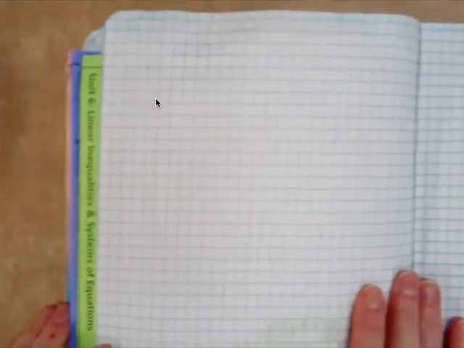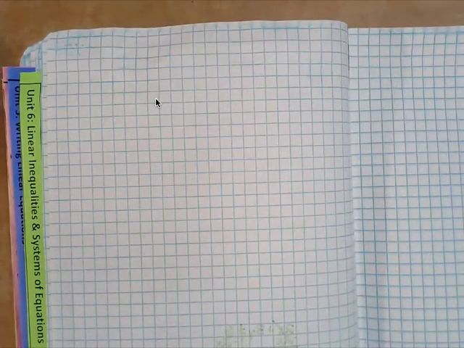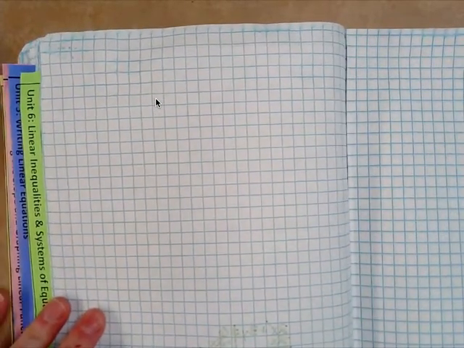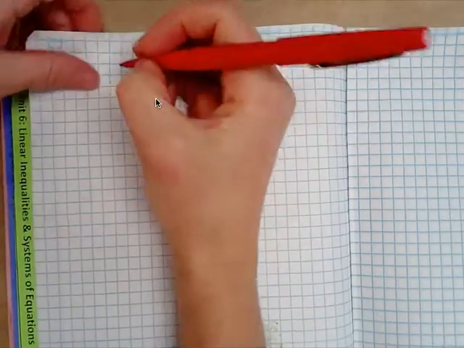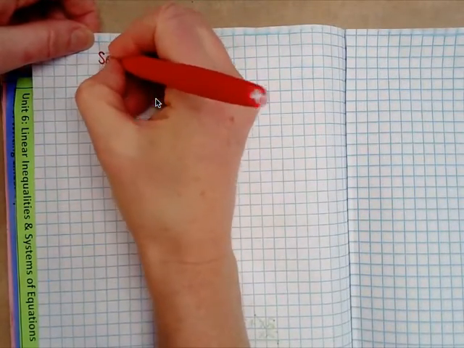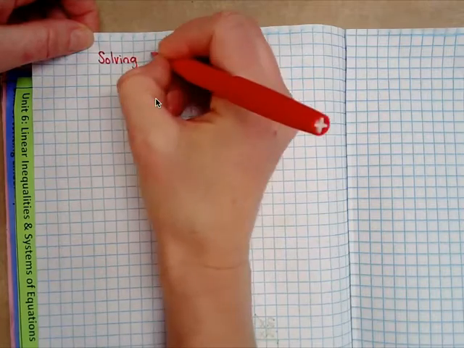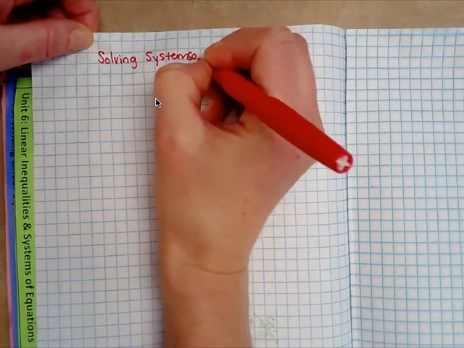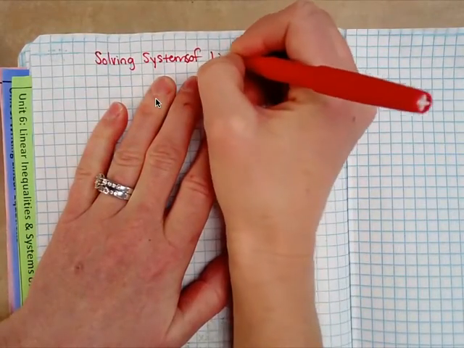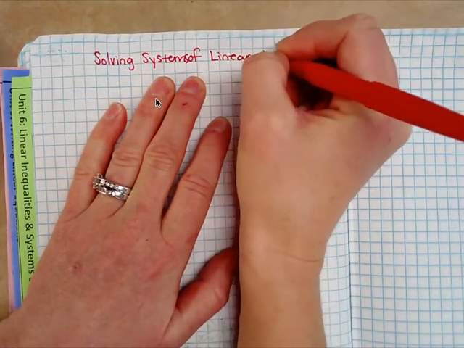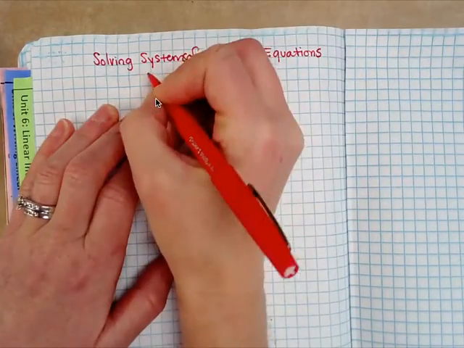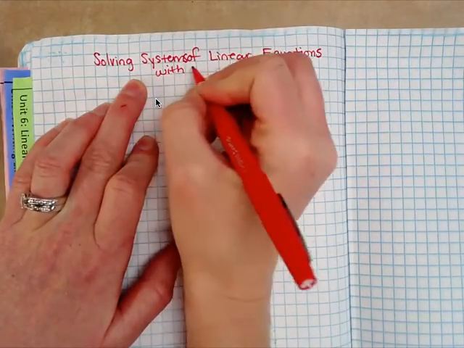Let's open our journal up to the next open page. Just whatever is free on yours is perfect. So let's go ahead and write as a title, Solving Systems of Linear Equations with the calculator.